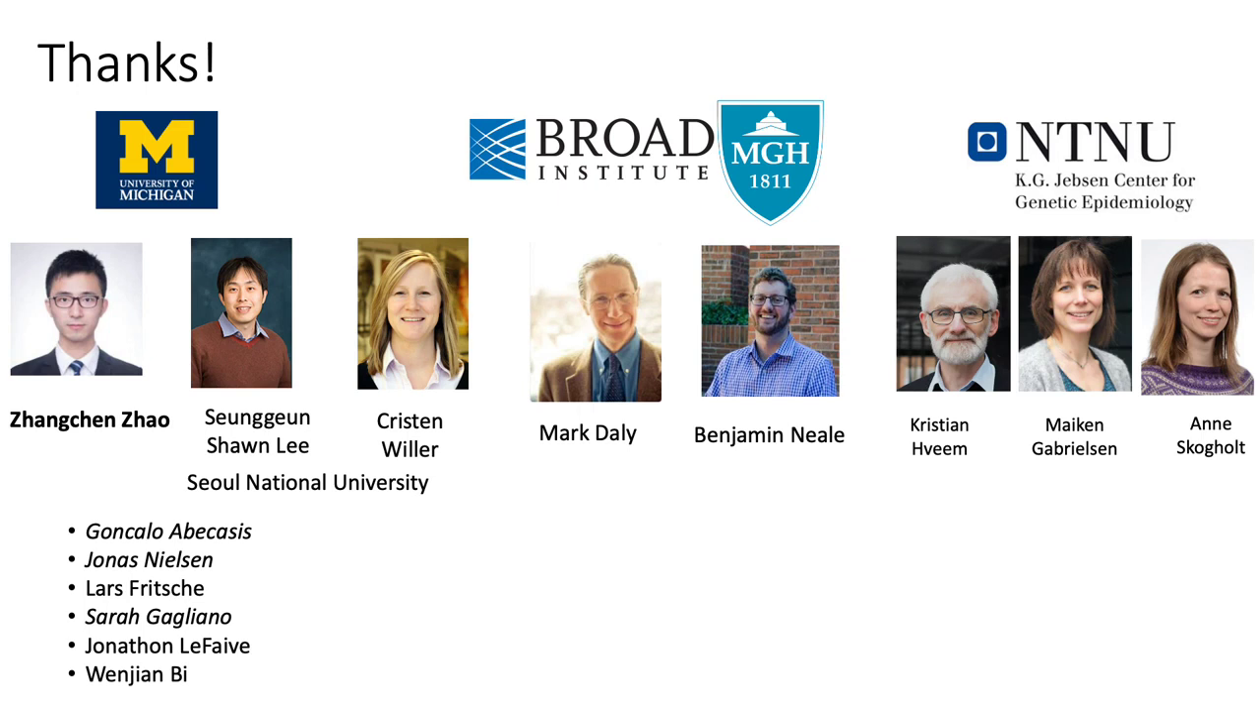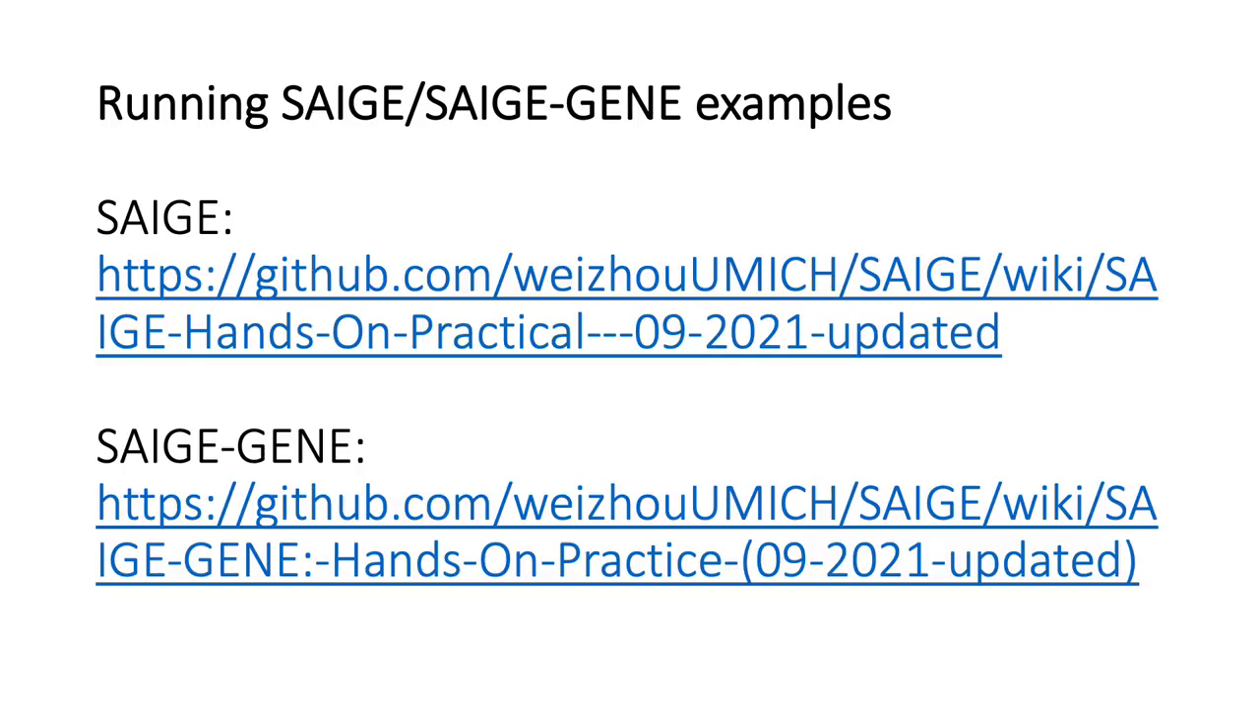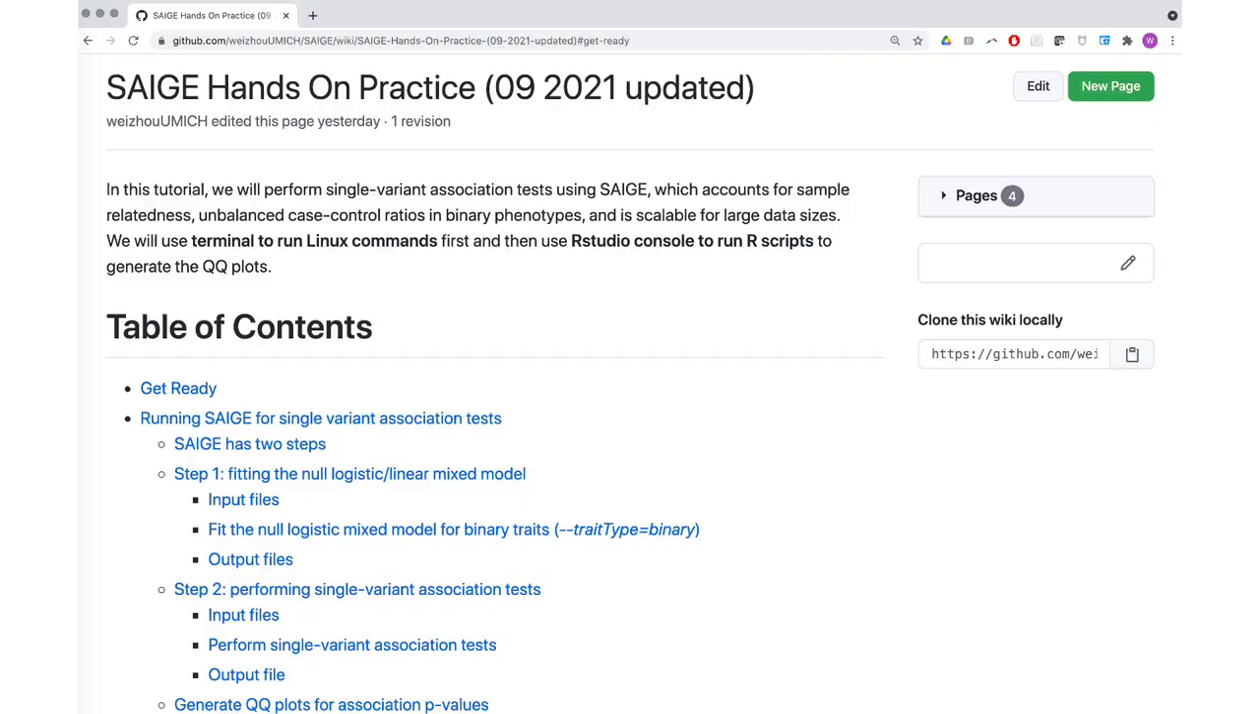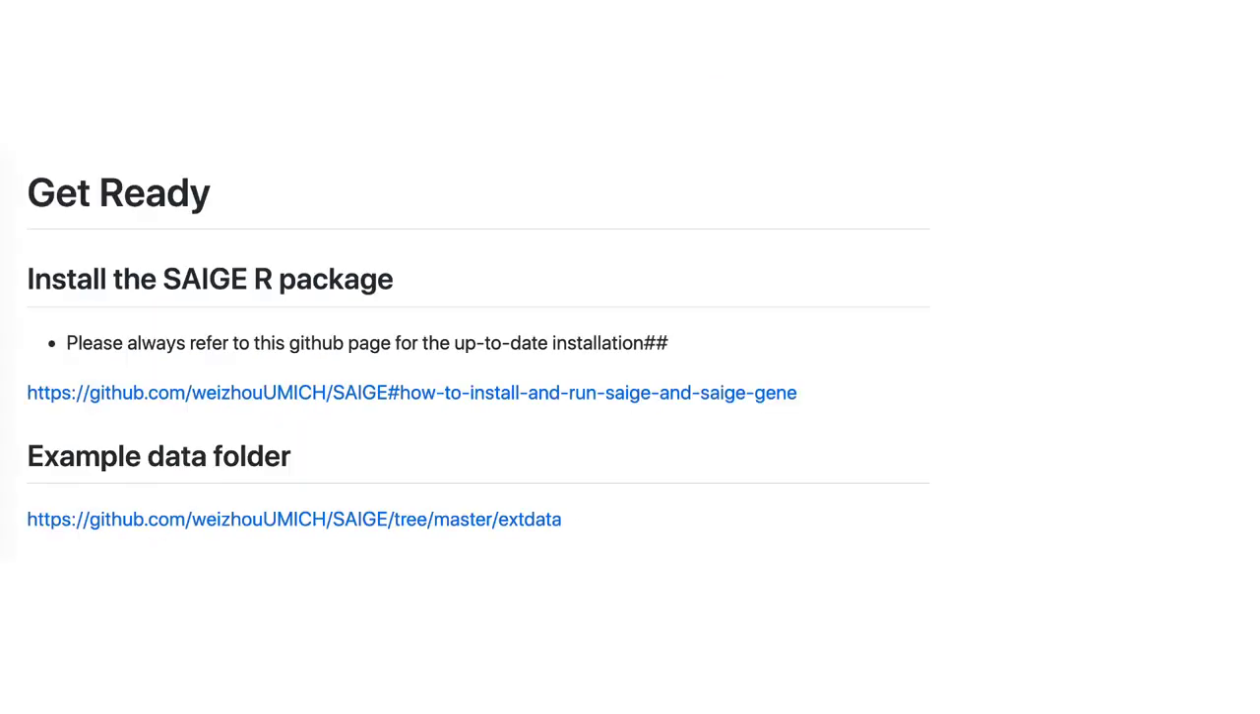Next, we have prepared some SAIGE and SAIGE-GENE examples as wiki pages on GitHub, and we will go through some of them together. If you click on the first link, it will bring you to this SAIGE hands-on practice. To get ready, you can install the SAIGE R package following the instructions that you may find at the link here on the SAIGE GitHub. And all the example data can be found in extdata.